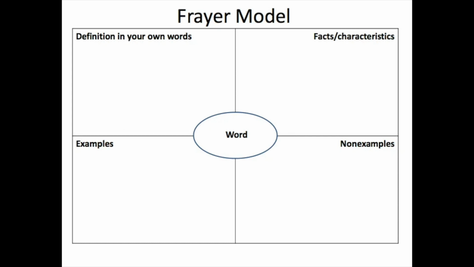You have the definition, which they usually put in their own words. You have facts and characteristics about it. I usually have mine pull it from the definition. And then at the bottom, examples or non-examples, or synonyms and antonyms. The Frayer model is very effective. I think sometimes it can be a little too heavy for some students, so I myself have modified it.